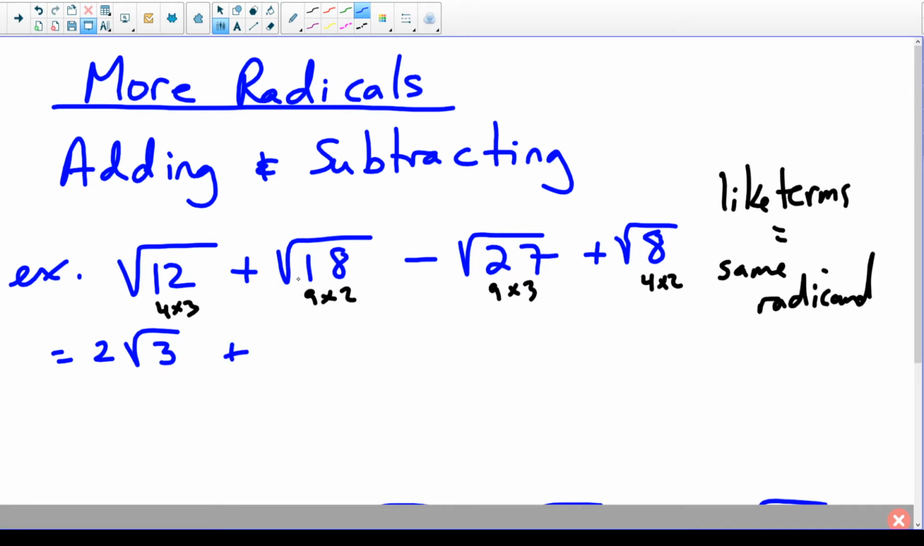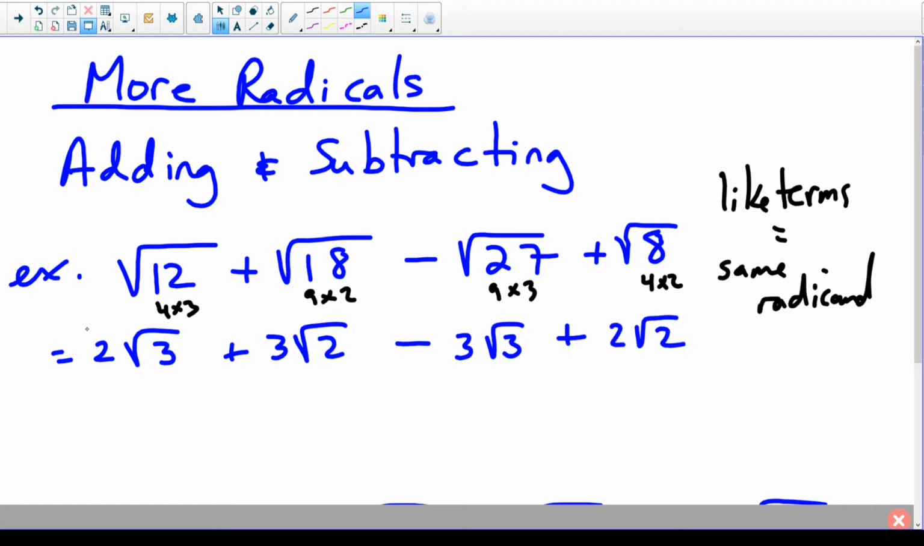For the second term, the 9 is going to be square rooted to give us a 3. There's going to be a 2 left over. In this one, the 9 is going to be square rooted to a 3. There's going to be a 3 left over. And then for the last one, the 4 is going to be square rooted to a 2. And there's going to be a 2 left over inside the radicand.